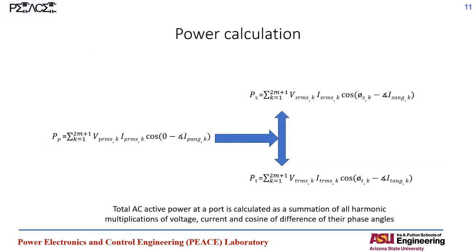Having said that, we do the power calculation. As we said, PP is a combination of PS plus PT, and each of these powers can be calculated as per the formulas given above. We can calculate the active power of each port based on the multiplication of the currents and the voltages at that particular port, and the cosine of the difference of the angles of the voltage and the currents. That gives us an active power, which helps us figure out how much power we want to transmit at the load.